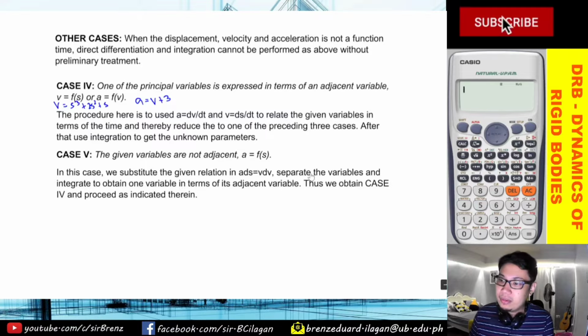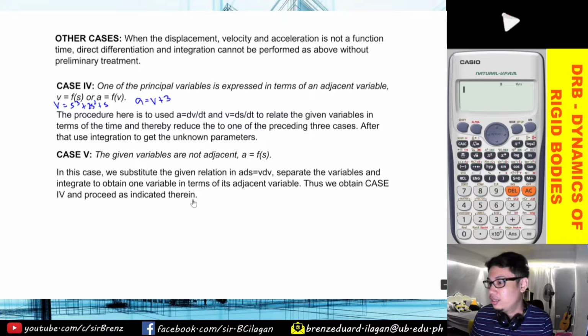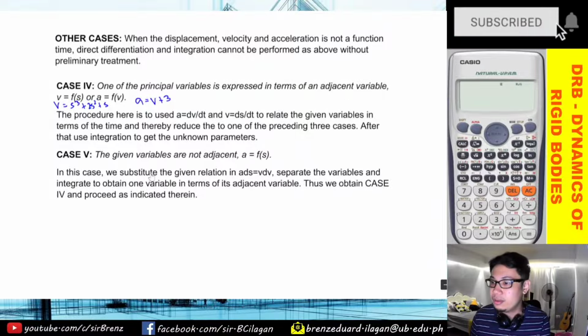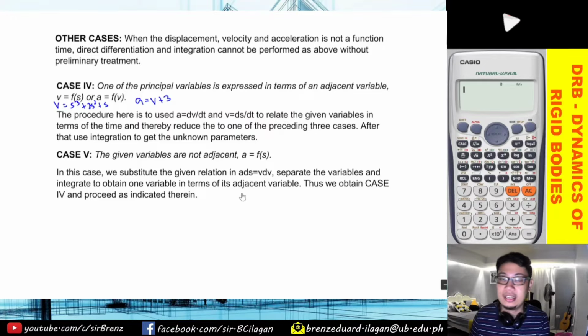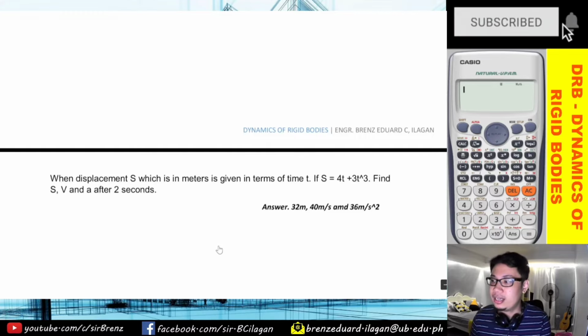So separate the variables and integrate to obtain one variable in terms of its adjacent variable. Thus, we obtain case 4 and proceed as indicated therein. Okay, so ang mangyayari lang, kailangan mo muna i-separate yung mga variables mo, tapos tsaka mo siya i-integrate to obtain one variable. And then, tsaka mo pa lang siya pwedeng i-apply ng case number 4 since magiging adjacent variable na. Okay? So, para mas maunawaan, itry natin sa mga example.